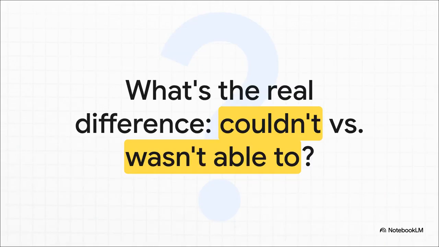So I want you to think about this for a second. At first glance, couldn't and wasn't able to. They seem like they mean the exact same thing, right? I mean, either way, you weren't at the party. But this is English, and the nuance is everything. So what's the secret message hiding in there?